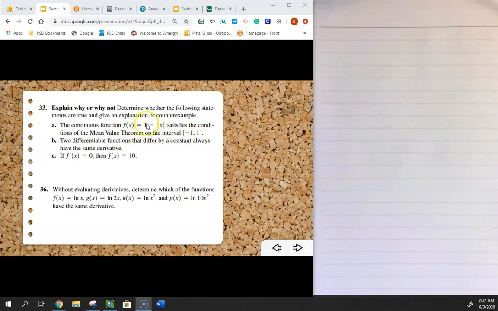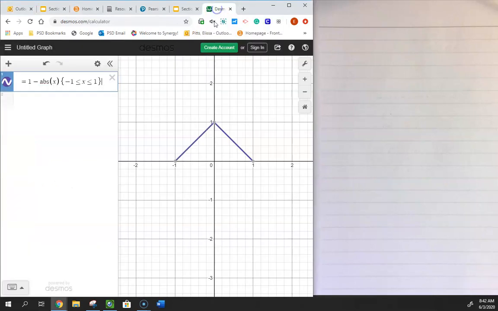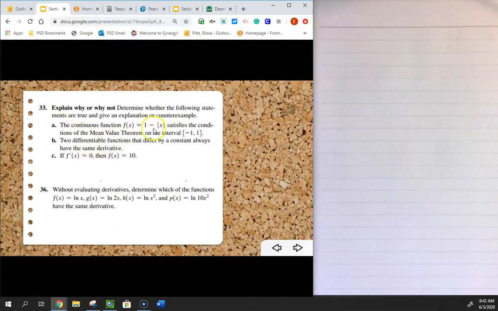And so what I would do is I would graph that. And if I graph that, I see right away that there's a sharp point between -1 and 1. There's a sharp point, and so that's not differentiable on that interval, and so the mean value theorem does not apply. So that is false.